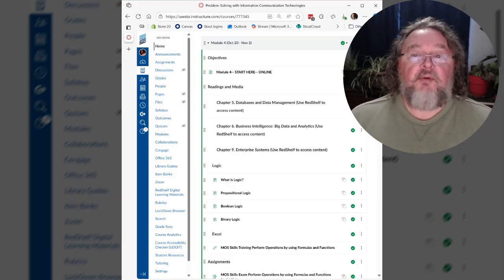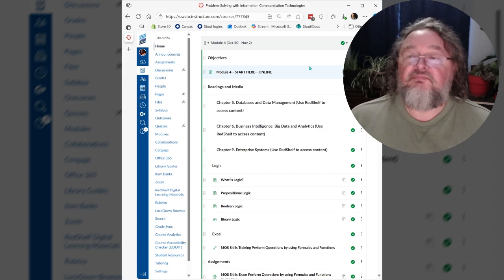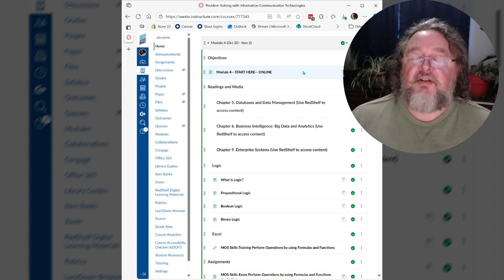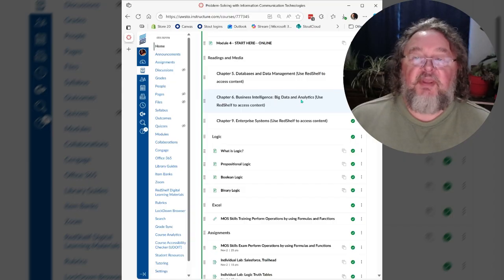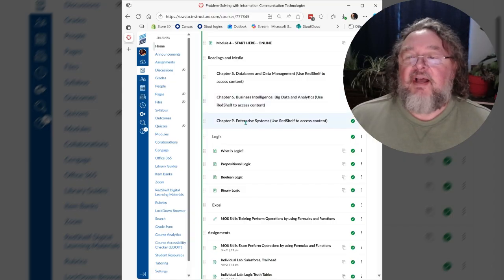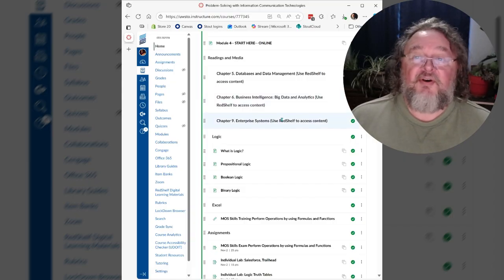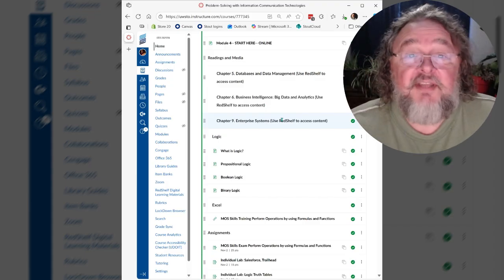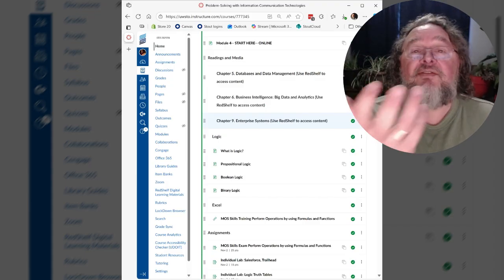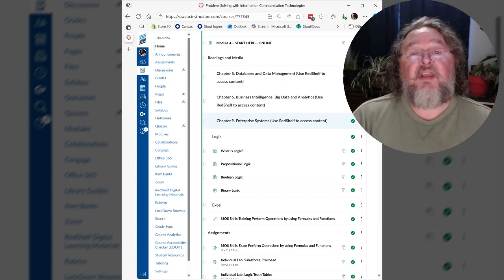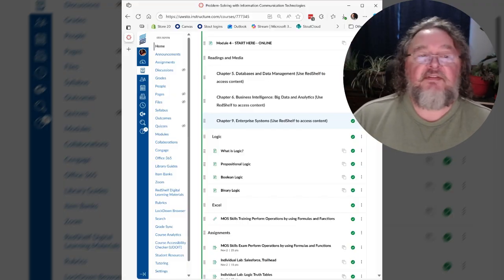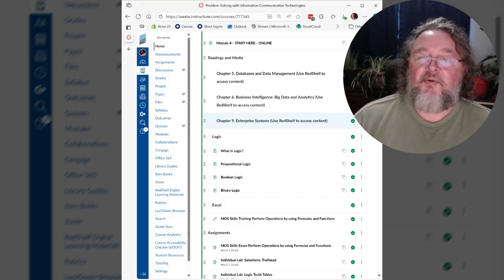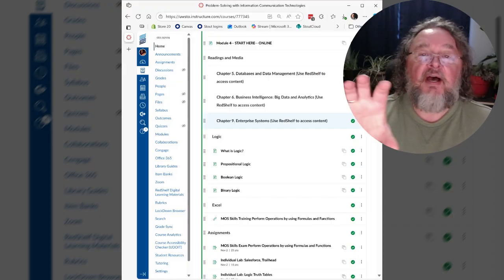This week we're moving on. The videos are in the Start Here online that talks about it, but we're talking about databases and data management, business intelligence, big data and analytics, and enterprise systems. So all of these things tie really well into what we have been experiencing with that assignment, but also with Canvas and the failure of the web and how it affected our lives.